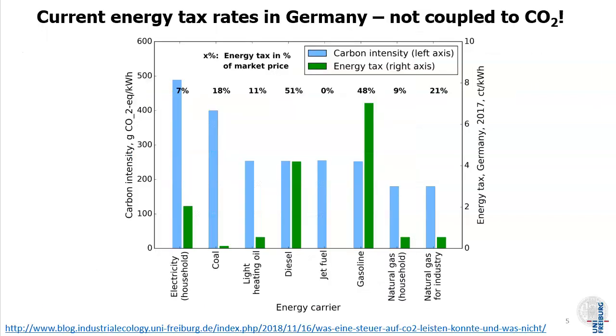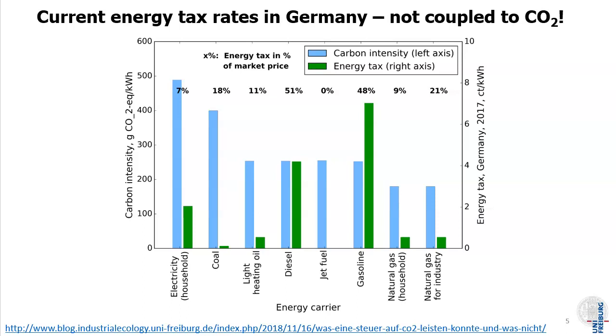At the more detailed level, we see that even though there's lots of sustainable development happening in Germany, some incentives are still misplaced. Here, there's an overview of the carbon intensity of different fuels. This is the blue column with the legend on the left side, carbon intensity in grams of CO2 equivalents per kilowatt hour of energy carrier. And on the right side, the green bars, we have the energy tax in euro cent per kilowatt hour. And you see there's not much correlation.